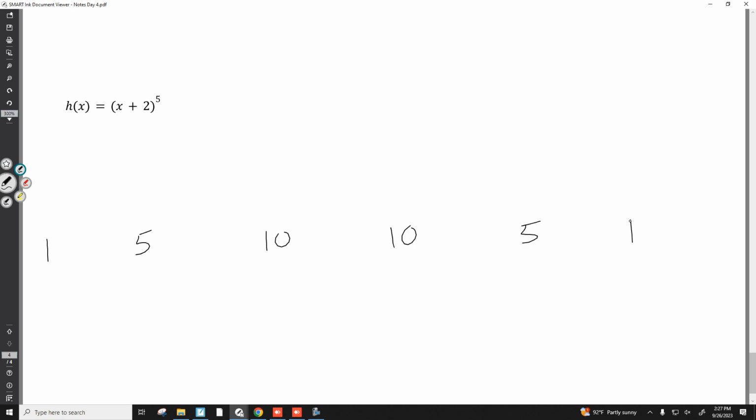I'm showing you the coefficient. The coefficient came from the triangle. Parentheses, parentheses, parentheses, and so on.